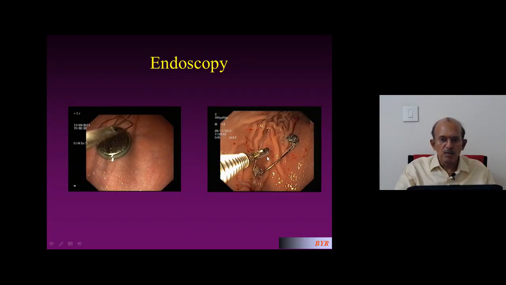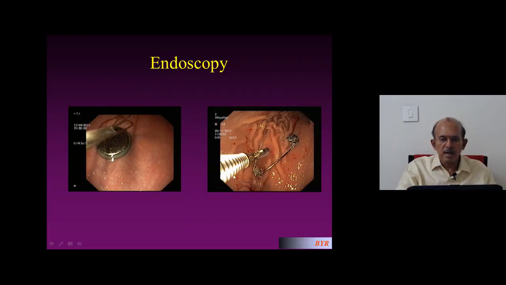So during endoscopy, if it is a closed safety pin, you can leave it. It will pass out through the rectum and anal canal. But an open safety pin is always dangerous because the sharp end of this safety pin can penetrate some structure and can cause perforation and bleeding. That's why it should be removed.